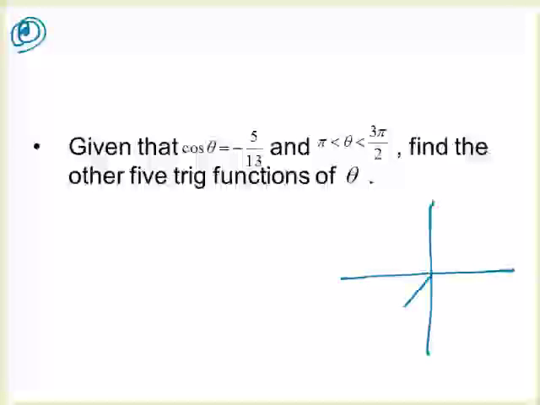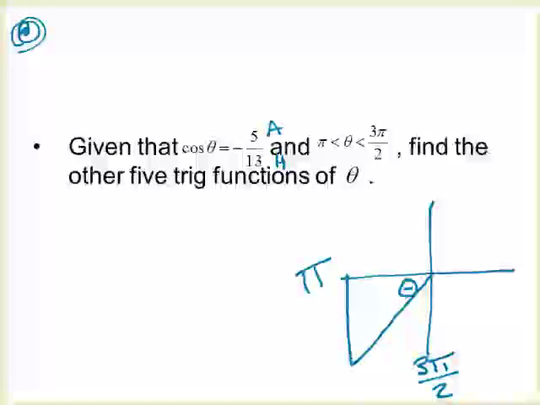Go ahead and try this next example. Which quadrant do I draw the angle in? The third, or the bottom left, between pi, which is 180, and 3 pi over 2, which is 270. Theta goes next to the origin, and we always connect to the x-axis. We're given cosine. What is SOHCAHTOA for cosine? Adjacent over hypotenuse. That negative is just kind of floating in front of the fraction.